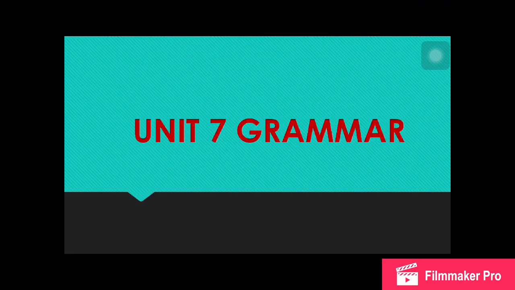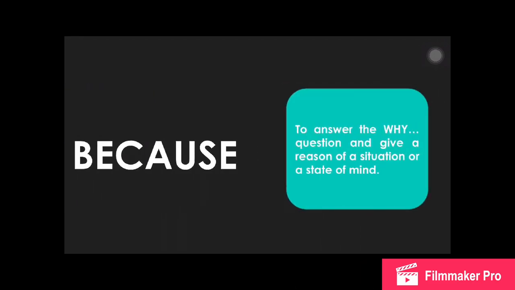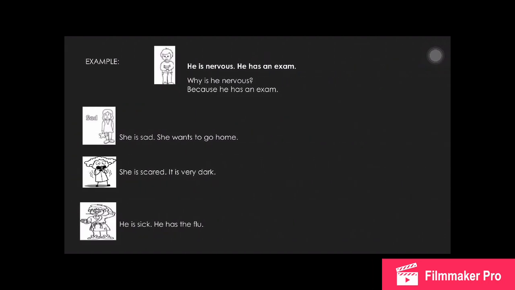Now, I am going to explain a topic that is going to help us in this unit. In the grammar today, we are going to learn 2 new words. These two words are why and because. Everybody please repeat. Why? Because. The word why is a question word. We use it to know the reason of a situation or a state of mind. And the word because is to answer the why question and give a reason of a situation or a state of mind.